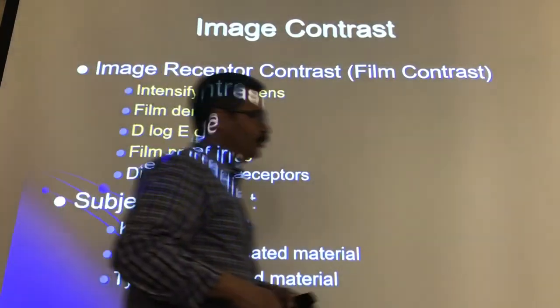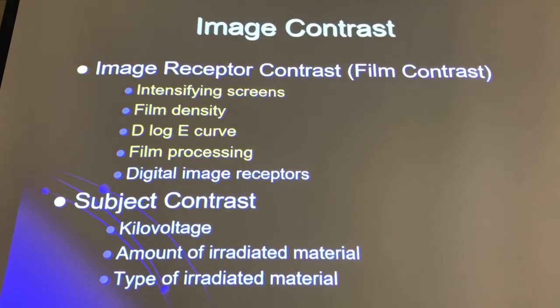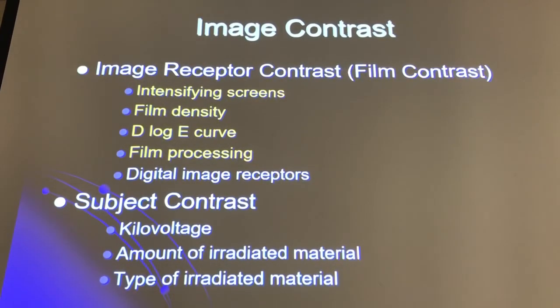The D log E curve, these curves that were designed specifically for that film. Remember when we studied film, I told you that we had film that was specific for mouth, film specific for extremity, film specific for chest, film specific for general radiography. And so each one of them will give you a specific D log E curve. And the D log E curve determines how many shades of gray you see.